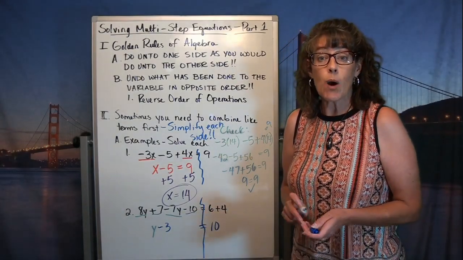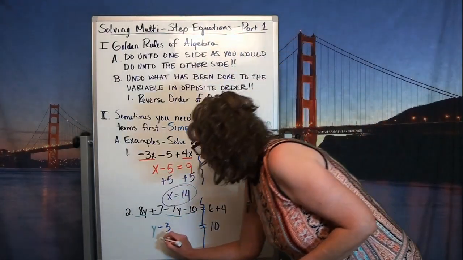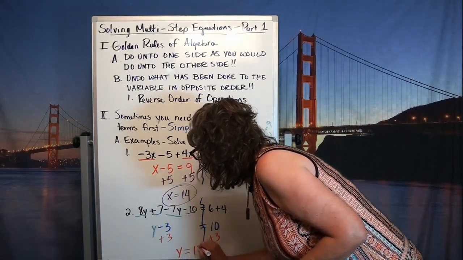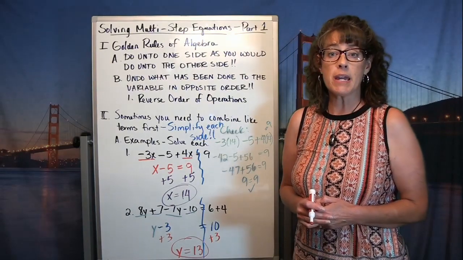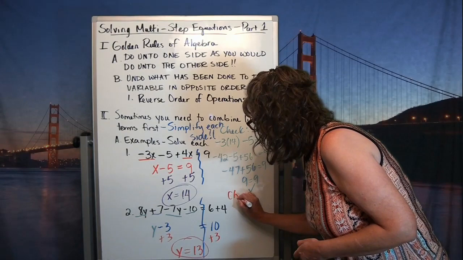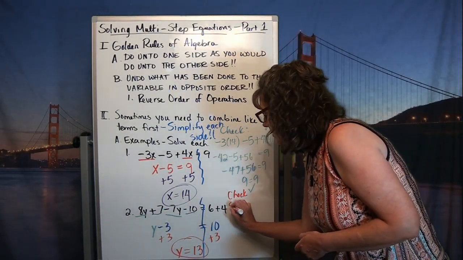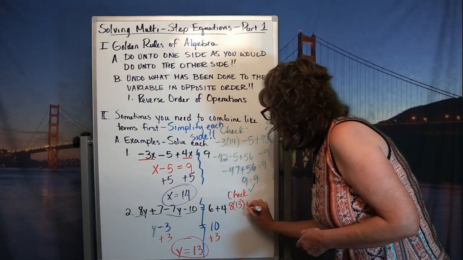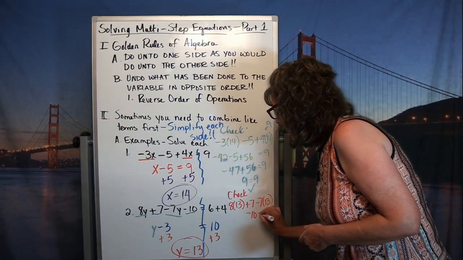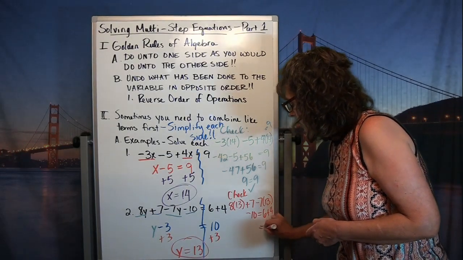Now in order to get that y by itself, once again looking very much like before, what I'm going to do is add that 3 to both sides, and that will give me y equals 13. There's my answer. And just like before, we can check this, and in order to check it, we're going to put that 13 everywhere I see a y. So I'm going to do 8 times 13 plus 7 minus 7 times 13 minus 10, and it better equal whatever that 6 plus 4 is, and we know that 6 plus 4 is 10. So we better get a 10 out of that.